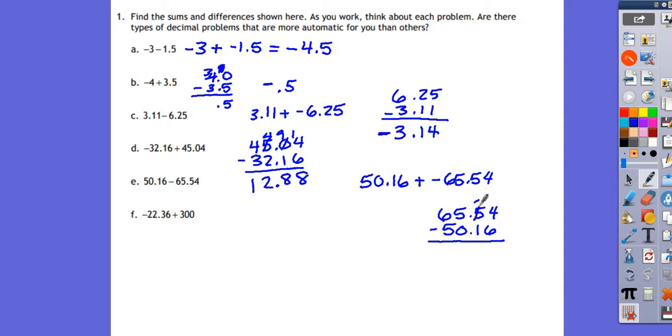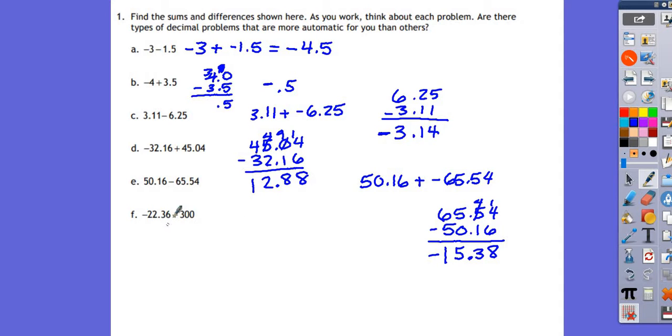Gotta borrow here. It gives me an 8. 3. Bring down my decimal. 5. 1. Then I go back to my problem to see what sign it needs. Is 50 bigger or 65 bigger? 65 is bigger, it has a negative, so this needs a negative. So that would be my answer to E.